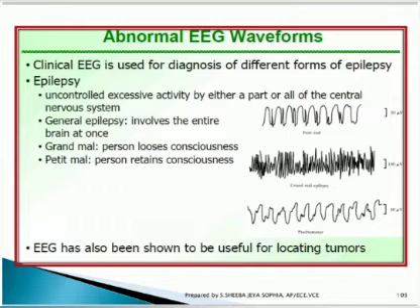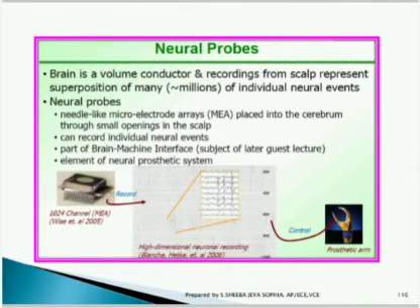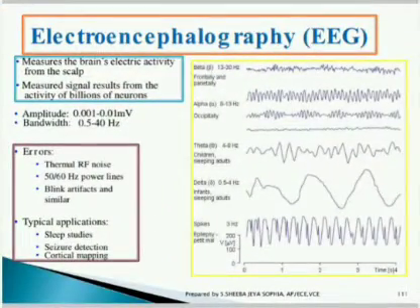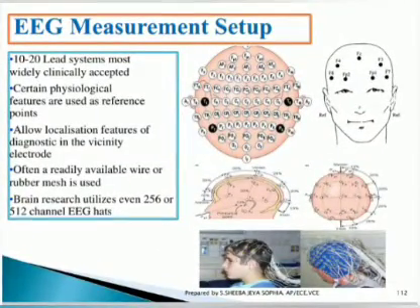This EEG is also used to locate tumors in the brain, and these are some of the neural probes which are used for measuring the brain activities. Regarding electroencephalography, EEG, its amplitude ranges from 0.001 to 0.1 millivolt and bandwidth of 0.5 to 40 Hz. There are many measurement types, like the 10-20 lead system, which is the most widely accepted lead system worldwide for measuring the EEG.